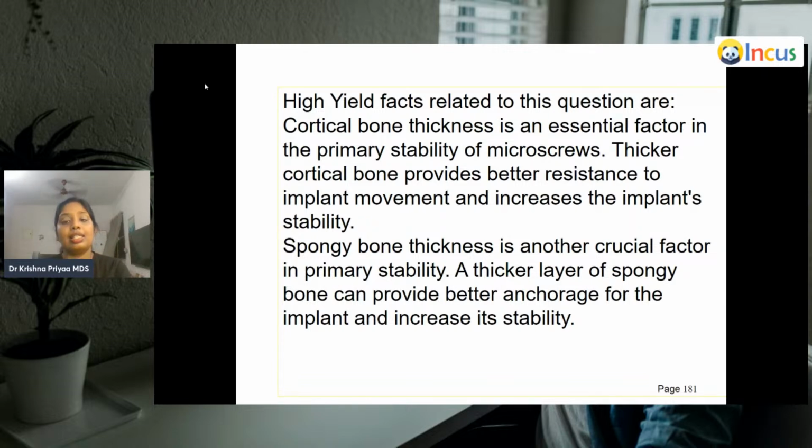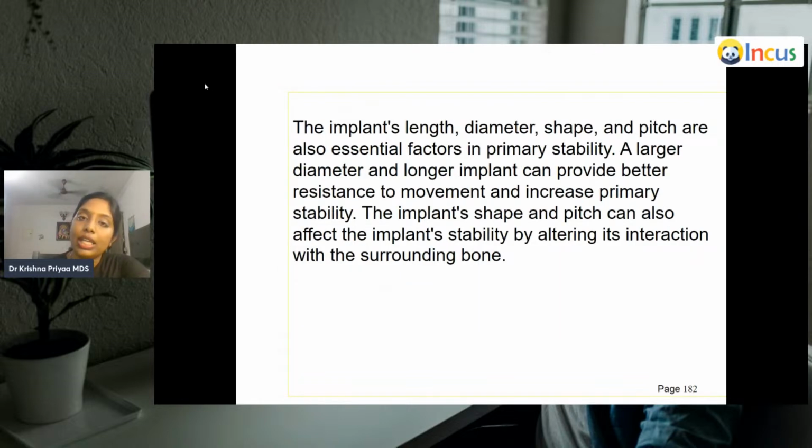Spongy bone, on the other hand, is another crucial factor in the primary stability. A thicker layer of spongy bone can provide better anchorage for the implant and thereby increase the stability. So, bone quality measuring is always important when identifying the area to place the TAD. And also intrinsic factors of the TAD, its length, diameter, shape, pitch, helix angle, and also its insertion angle, are some other essential factors in primary stability. A large diameter and longer implant means more surface area which is utilized for providing the stability.